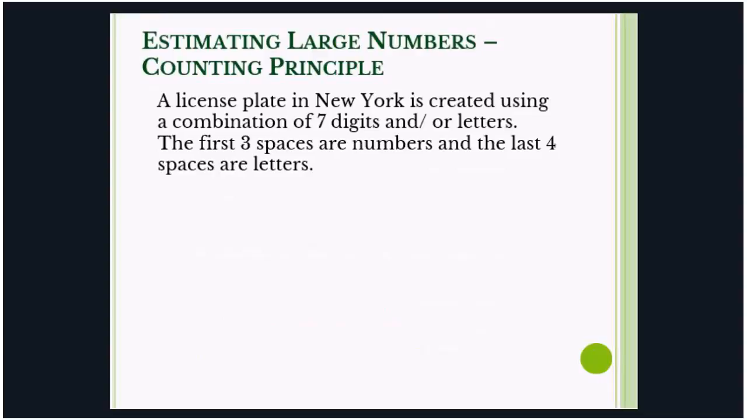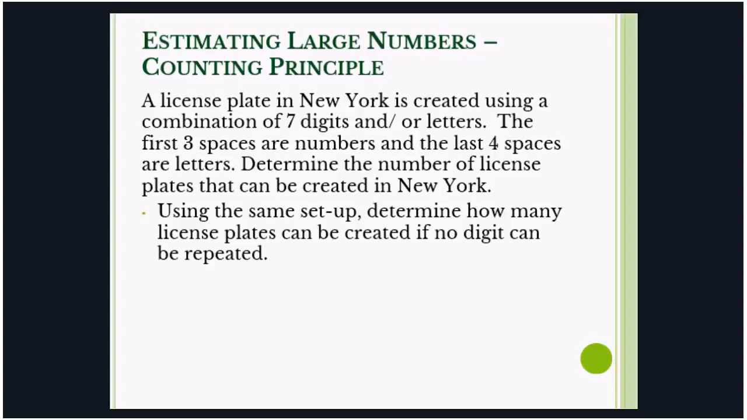So it says here the first three spaces are numbers and the last 4 spaces are letters. Since it doesn't eliminate any repetition, we just do digit, digit, digit, and then letter, letter, letter, letter, 4 letters in a row. So that would be 10 times 10 times 10 for my digits, and then 26 times 26 times 26 times 26. So that gives me an estimated 456,976,000 different possibilities for license plates.